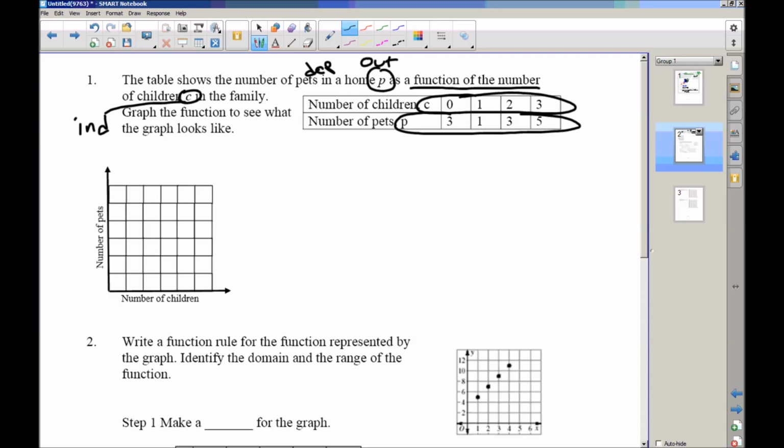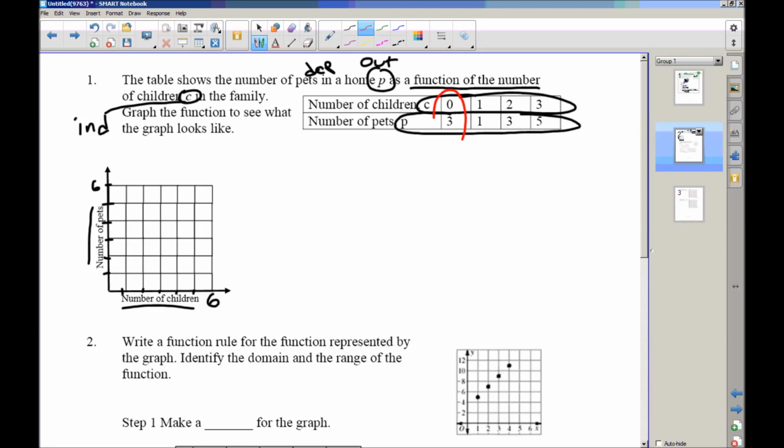And we want to make a graph for this. All right, so our graph is set up with our axis, but it does not have a scale on it. So we need to put our scale. So 0, 1, 2, 3, 4, 5. We go by 1, so this would be 6. And 0, 1, 2, 3, 4, 5, and this would also be 6. Okay? So then I can plot my points.